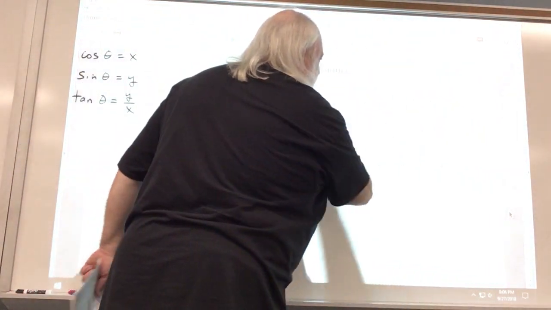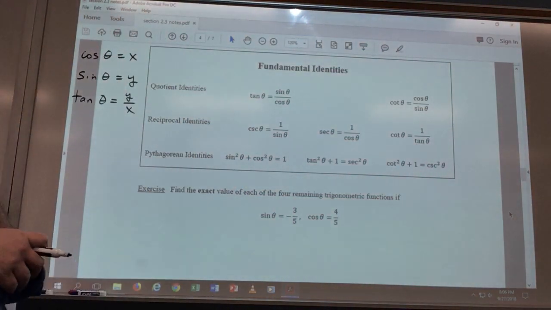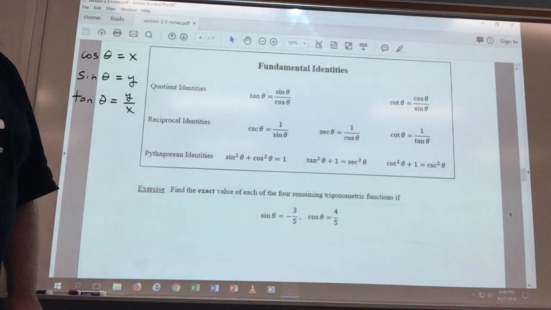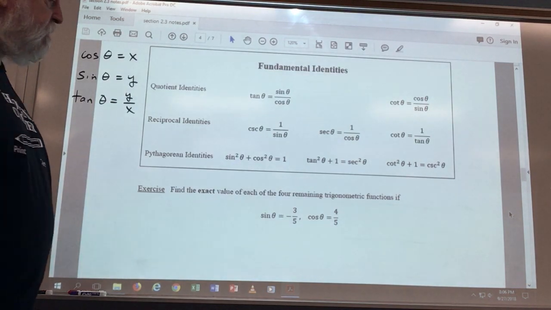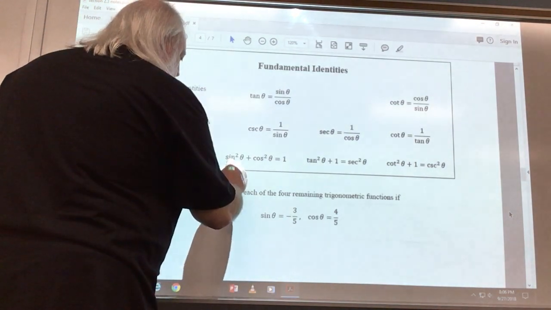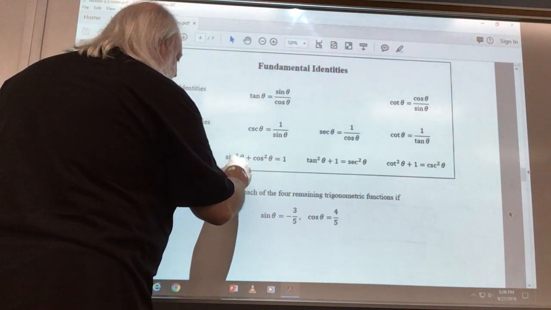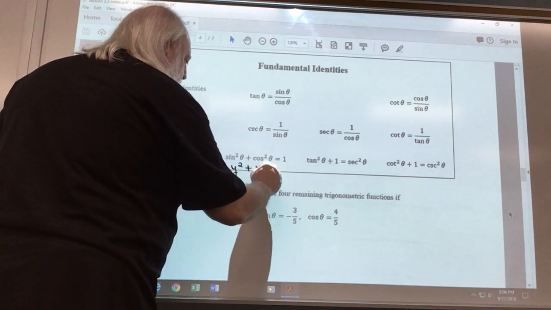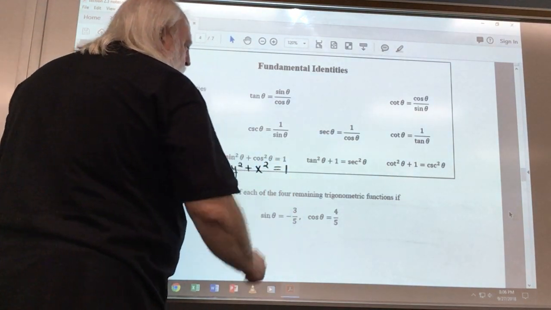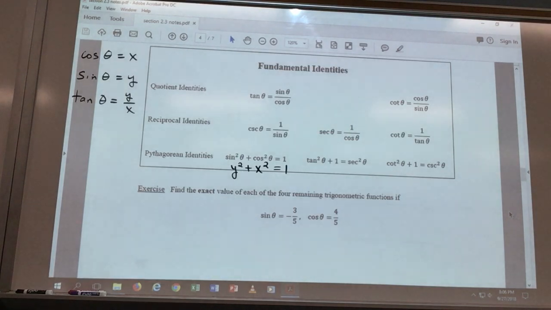Then we have the 3 Pythagorean identities. And you know the equation of the unit circle on the previous page, right? The unit circle has a radius of 1. Well, the equation for that unit circle is y squared plus x squared is equal to 1. That's the equation of the unit circle on the previous page, right?